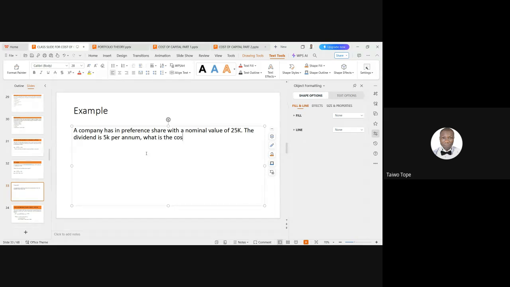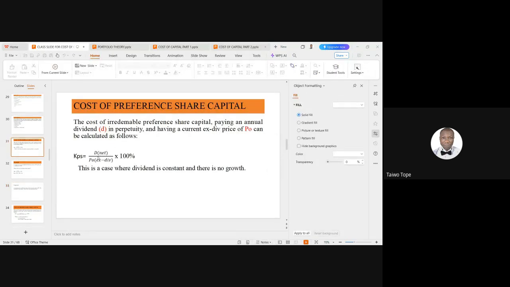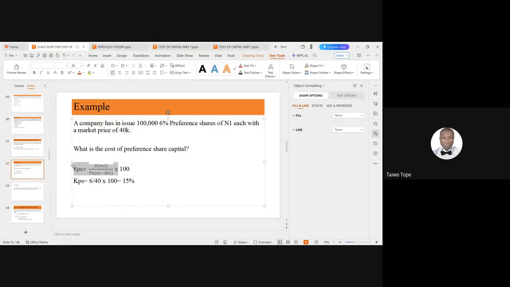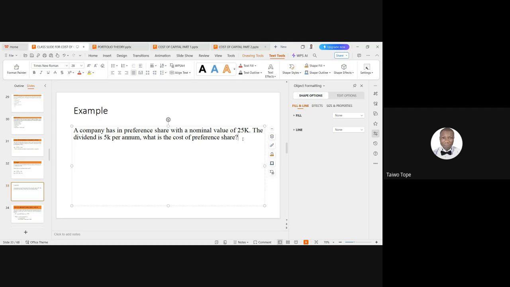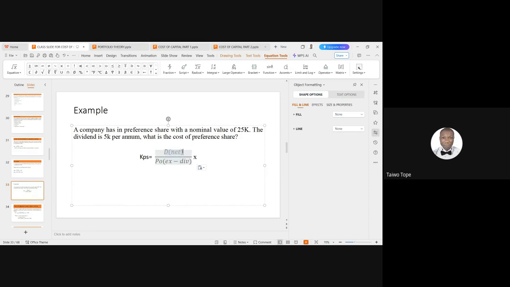What is the cost of preference share? Now, this is a case of irredeemable. I'm bringing this as an example under irredeemable preference share. Now, the formula is this. So based on this question, what are the variables? The dividend is what? Five kobo.